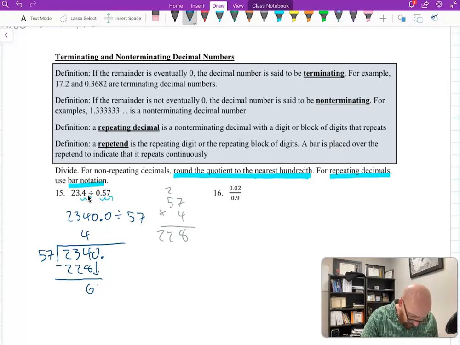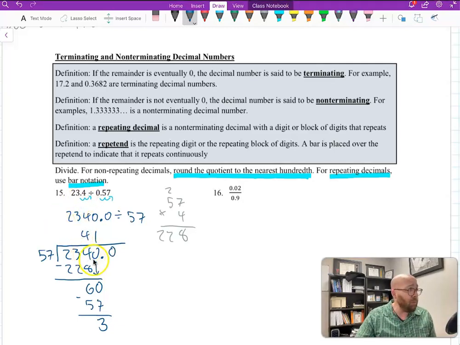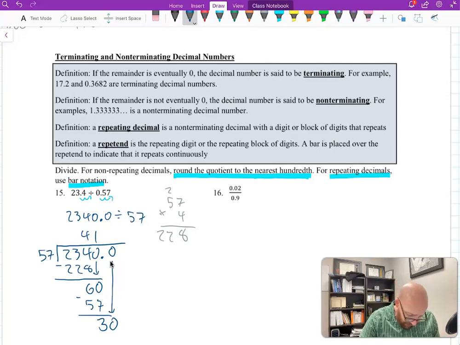Bring down the 0. 57 will go into 61 time. 1 times 57 is 57, with a difference of 3. We'll add a 0 as a placeholder, and we'll bring down the 0. How many times does 57 go into 30? Well, it doesn't. So we're going to add another 0. How many times does 57 go into 300?